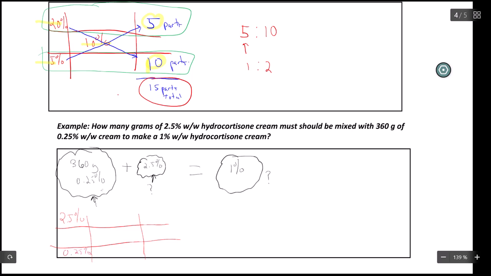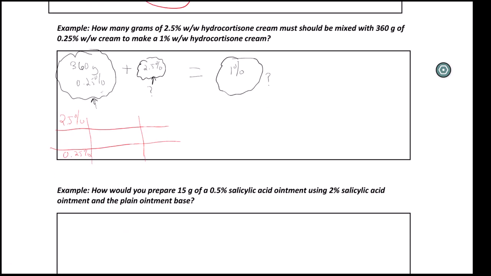Then we put our desired amount that we're looking for. We're looking for a 1% hydrocortisone cream. Then we do our subtraction this way, and we do our subtraction that way, right? So 2.5 minus 1 is 1.5, and 1 minus the 0.25 is equal to 0.75. And if I add these together, I'm going to get my 2.25.